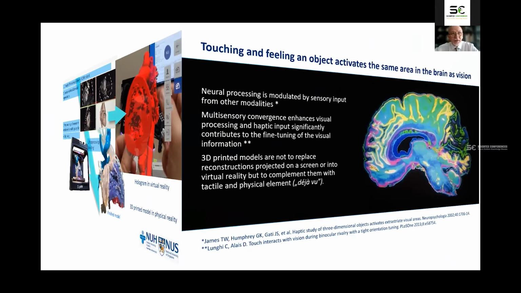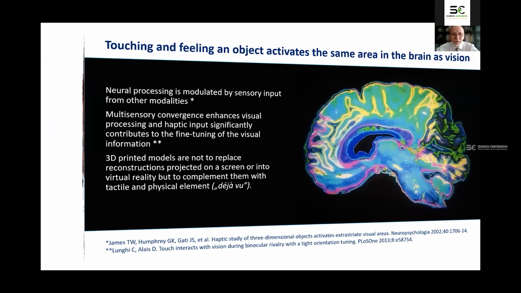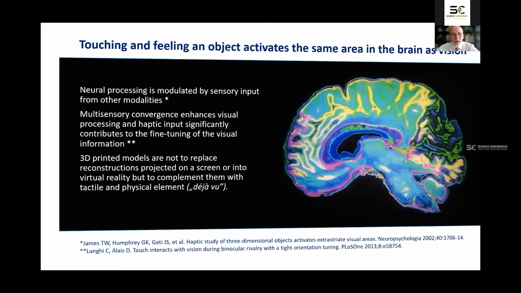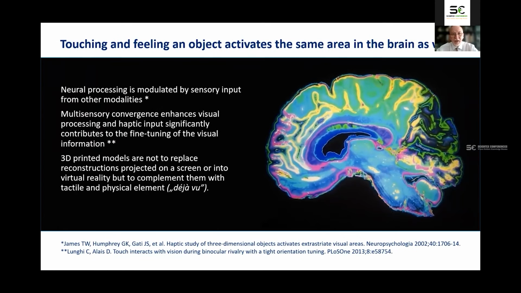Why is it important to have 3D models? Because the tactile or haptic information that we get by having these models in our hands actually can augment the visual information that we get by our eyes. And that's very significantly important.